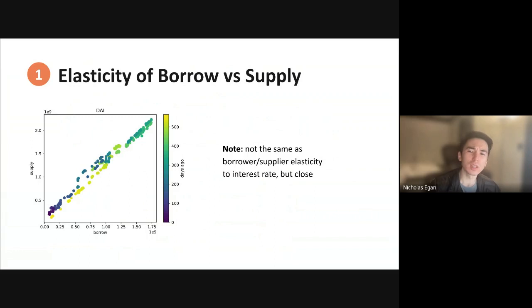It's important to note that this is not the same as the borrower or supplier elasticity with respect to interest rate, but it comes close. This gives us signal that borrowers and suppliers are likely reacting quickly to each other through changes in their interest rates in order to restore some kind of equilibrium utilization.